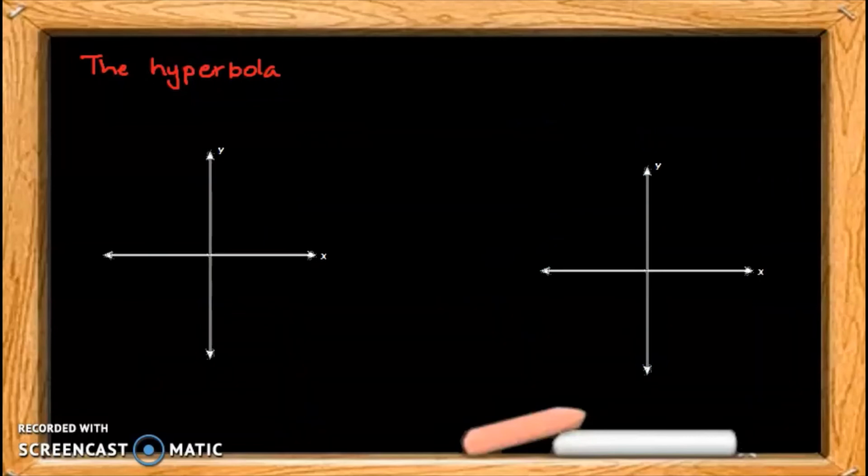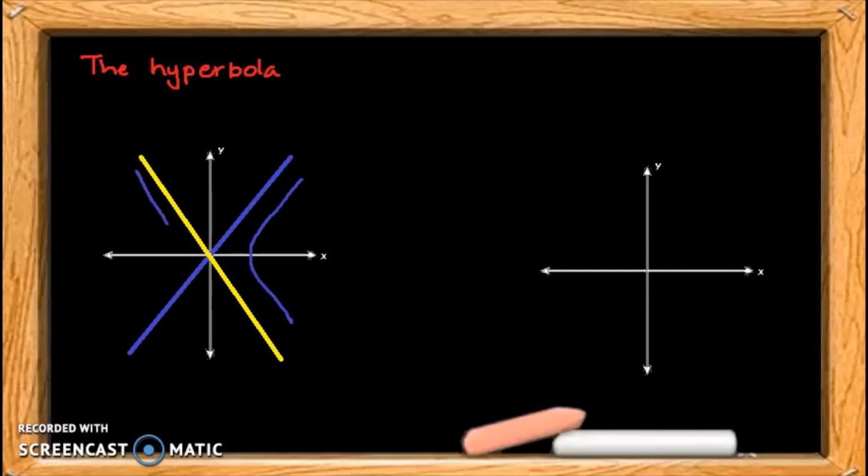And finally, there are a couple of basic shapes for the hyperbola that we can look at. We've looked at a hyperbola that has an asymptote like this and an asymptote like this, and forms this shape. And that has the equation x squared over a squared minus y squared over b squared equals 1, centering at the origin.